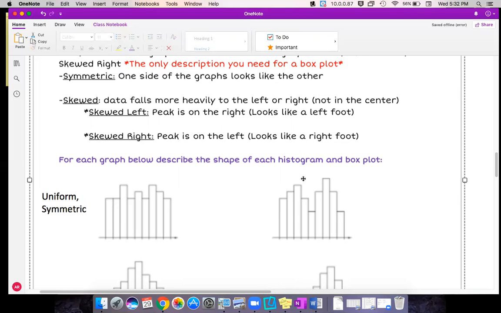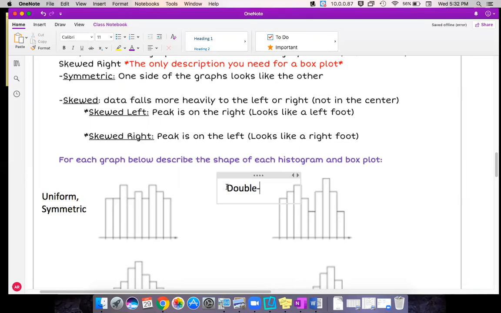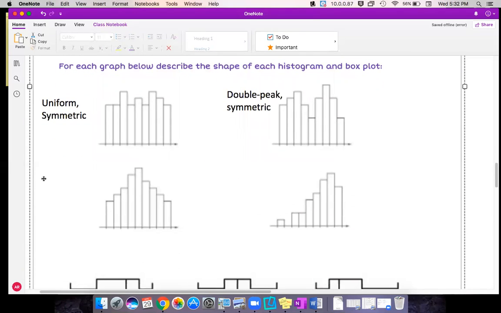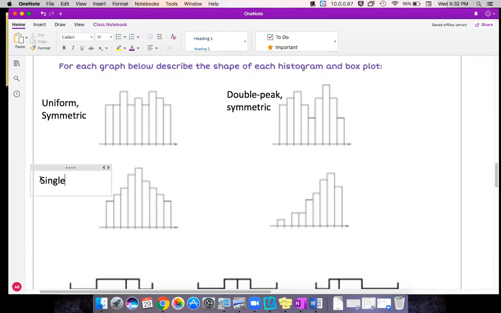Okay, in this one, you can see that there are 2 clear peaks. So this one is actually a double peak. And then it does look symmetric. So this side kind of matches this side. So I would say this is symmetric. Okay, this one, there's 1 single peak. So this is a single peak. And then this one is also symmetric because you notice that both sides of the graph kind of look the same. It has this nice little curve.